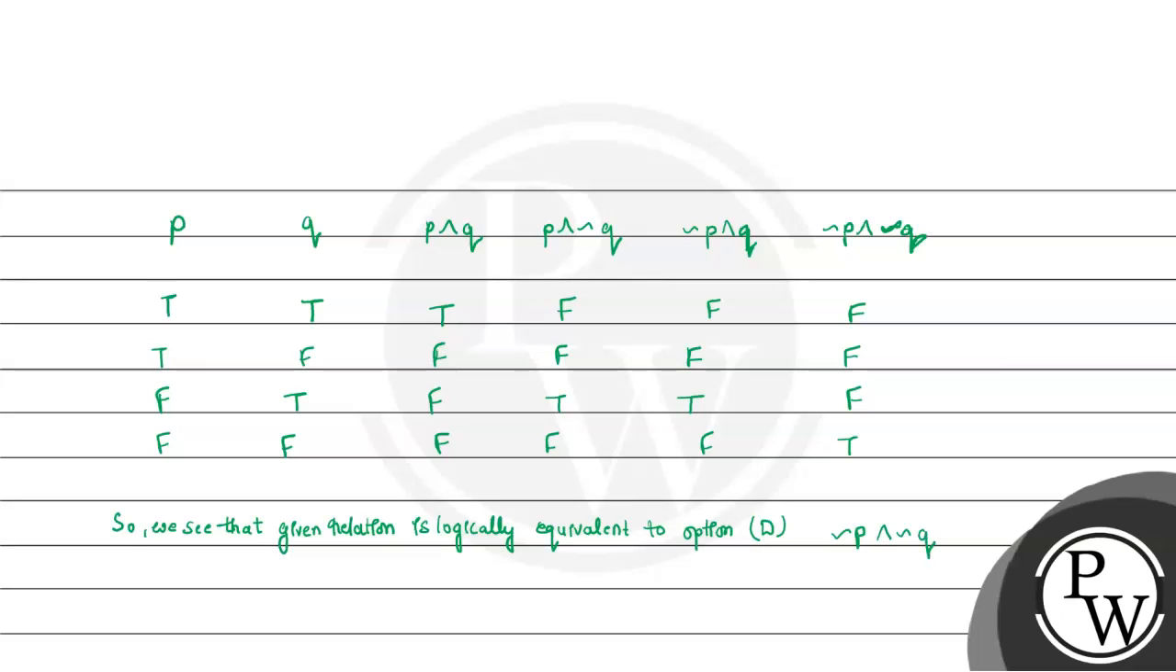Or we can say that, since not P tends to Q, we can say that P and not Q. Now let's take not of P tends to Q, which is equal to P and Q. So the correct option for this question is option D.